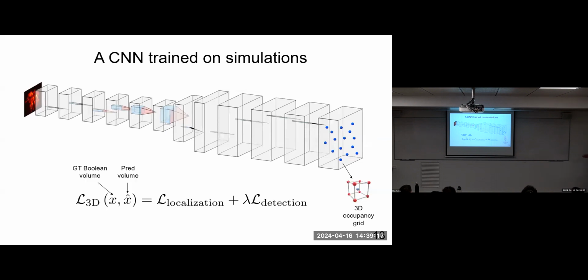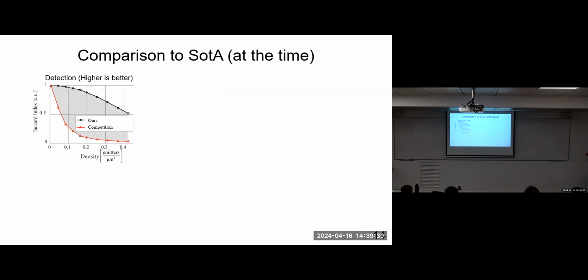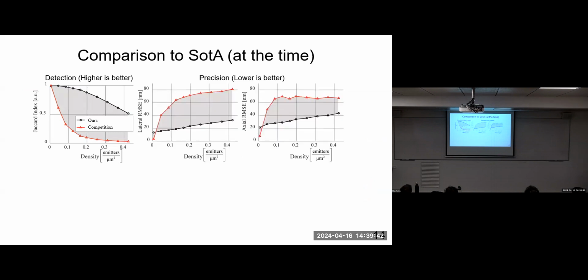Okay, so how do we train this thing? Well, we have a loss function that's a combination of 2 terms, one that encourages very accurate 3D localization, and one that encourages detecting as many emitters as we can, increasing the detection rate. Testing this on simulation, you see here in black that our method is much better than the competition in detection rate, where higher is better, quantified in this case by the Jaccard index as a function of the density. And also you can see that our method is better in precision, where in this case it's quantified by RMSE, so lower is better. In both cases, the black line, which is our method, is much better than the competition at the time.